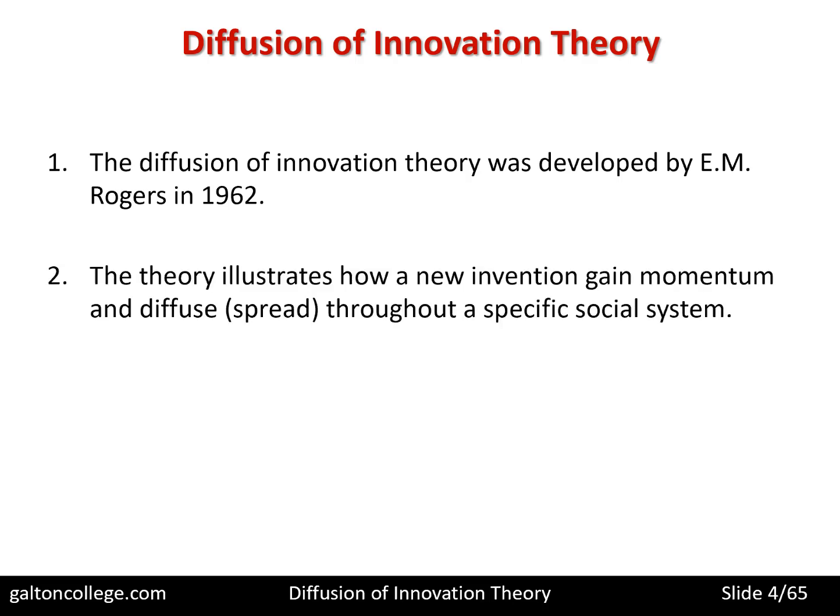The theory illustrates how a new invention gains momentum and diffuses or spreads throughout a specific social system. So it looks at how the idea comes about, that's the invention or the innovation, the change, and then how the spread of the idea can gain momentum. It can become faster in some areas in society or in some countries or in some industries, and slower in others. So what is it that accounts for the rate at which diffusion spreads?